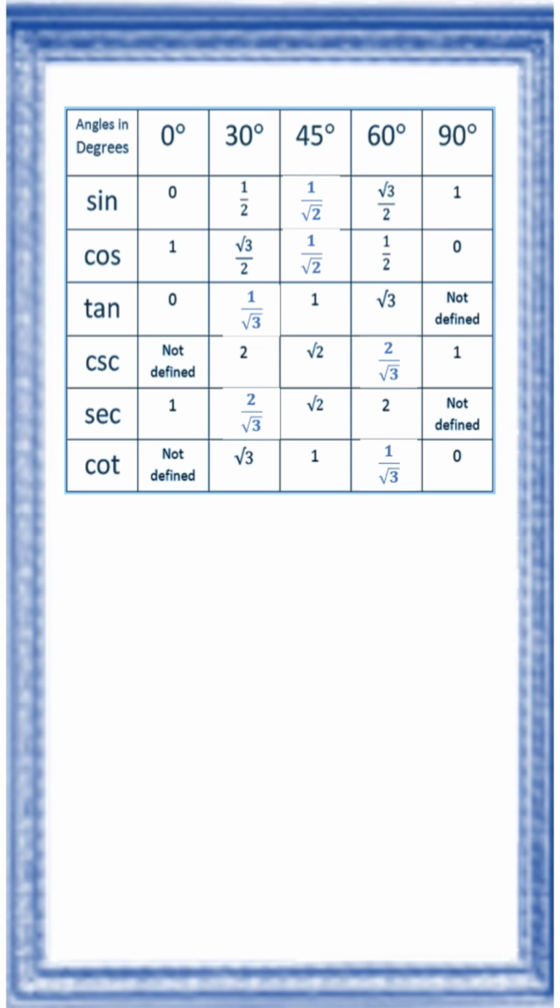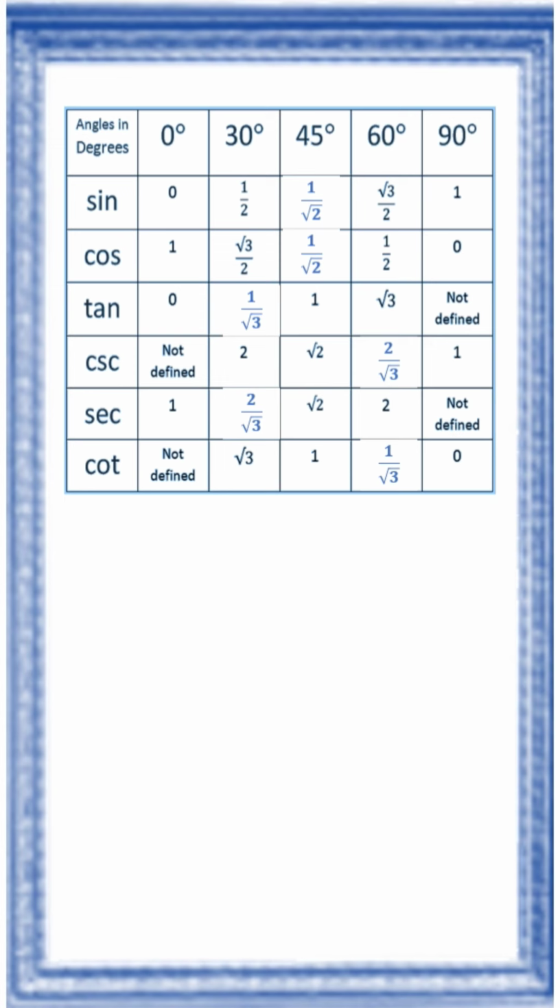Cosecant ratio. It is the reciprocal ratio of sin. So cosecant 0 is not defined. Cosecant 30 is 2. Cosecant 45 is root 2. Cosecant 60 is 2 by root 3. Cosecant 90 is 1. Secant, which is the reciprocal ratio of cos. Secant 0 is 1. Secant 30 is 2 by root 3. Secant 45 is root 2. Secant 60 is 2. Secant 90 is not defined.